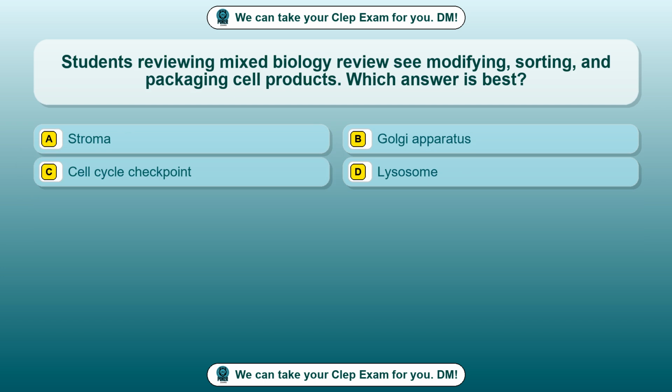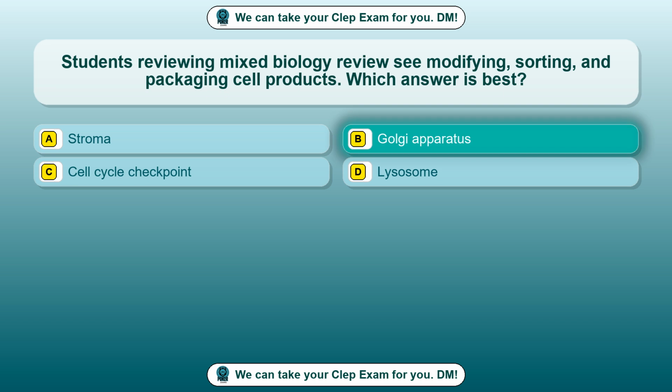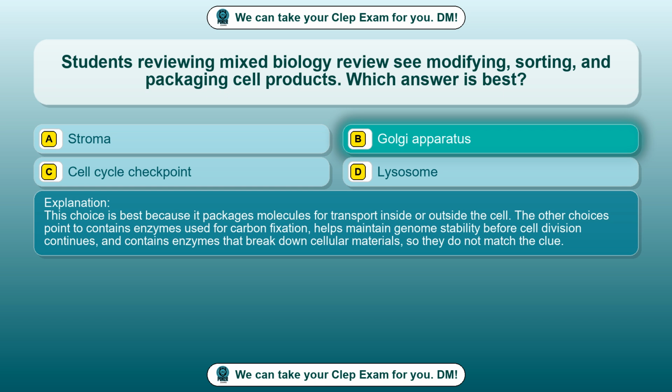Question 80. Students reviewing mixed biology review see the clue modifying, sorting, and packaging cell products. Which answer is best? Option A, stroma. Option B, Golgi apparatus. Option C, cell cycle checkpoint. Option D, lysosome. The correct answer is option B, Golgi apparatus. This choice is best because it packages molecules for transport inside or outside the cell. The other choices point to contains enzymes used for carbon fixation, helps maintain genome stability before cell division continues, and contains enzymes that break down cellular materials, so they do not match the clue.